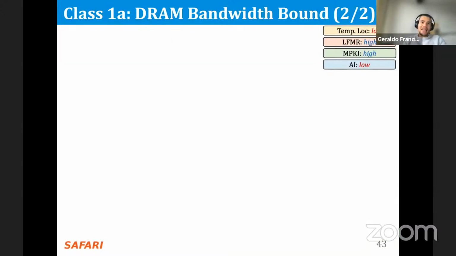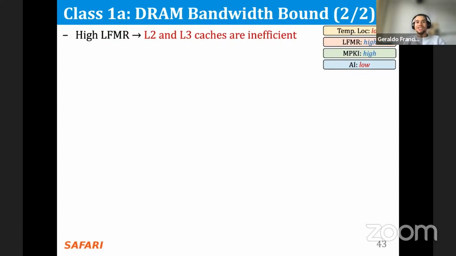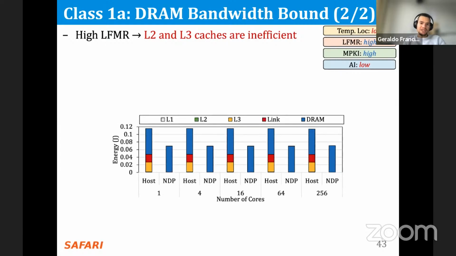Likewise, we analyze the energy consumption of DRAM bandwidth bound applications when executing on the host system and in the NDP system. As mentioned before, applications in class 1A have a high last level cache miss ratio, which indicates that they do not make any effective use of the L2 and L3 caches. We observe in this plot how such inefficiency impacts energy consumption for the host system and NDP systems.